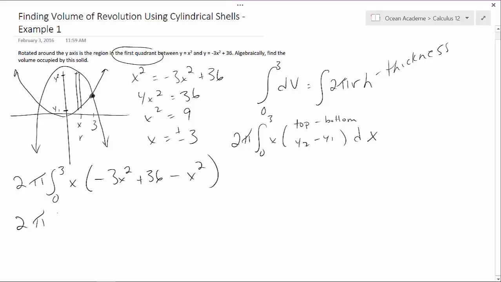So this would be the same thing, but let's just simplify this. This would actually be, we multiply by x, and we would get minus 4x cubed plus 36x.